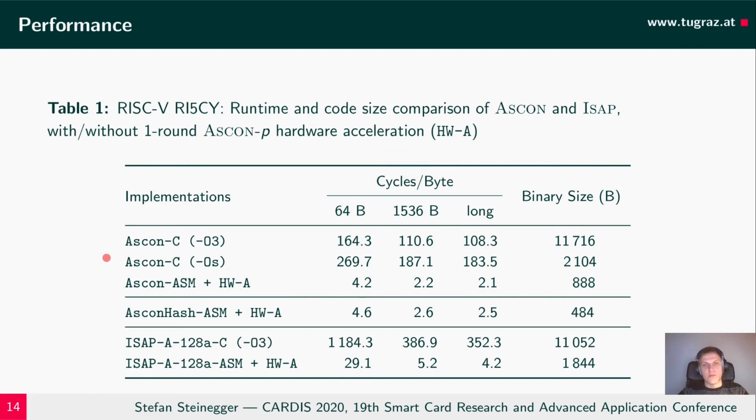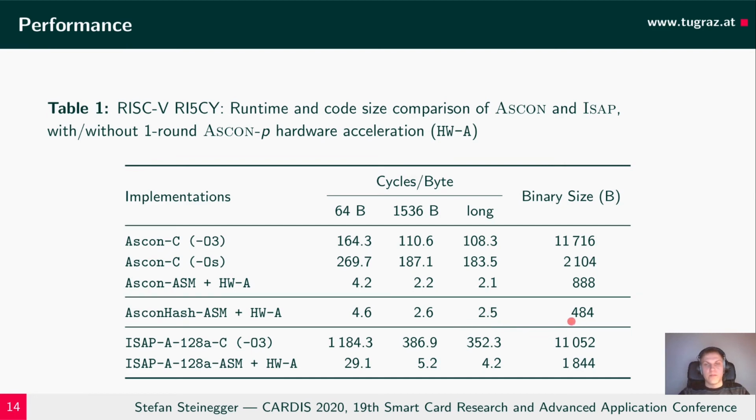And if we compare the Ascon C implementation using the OS flag, we see that the binary size goes from 2104 byte down to 888 byte. For the Ascon hash implementation, we have similar performance numbers using our hardware instruction with only 4.6 cycles per byte for short messages and 2.5 cycles per byte for long messages.